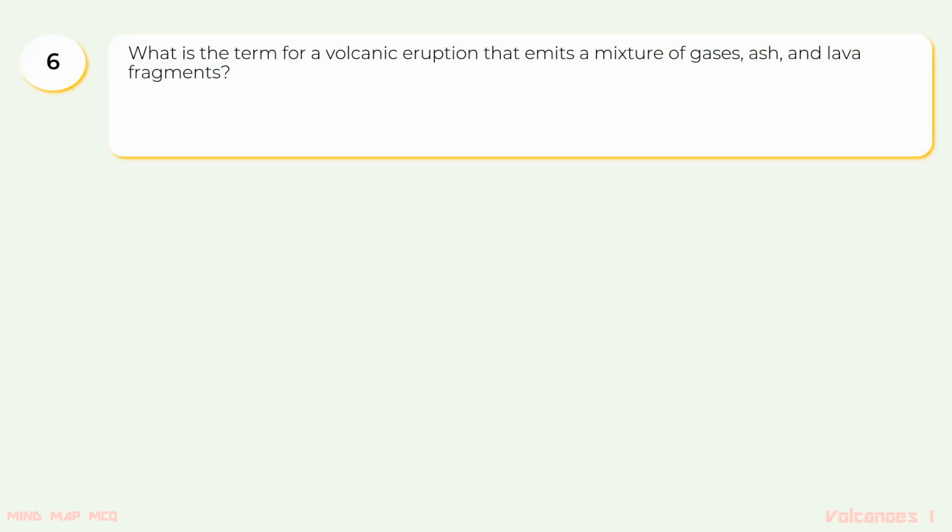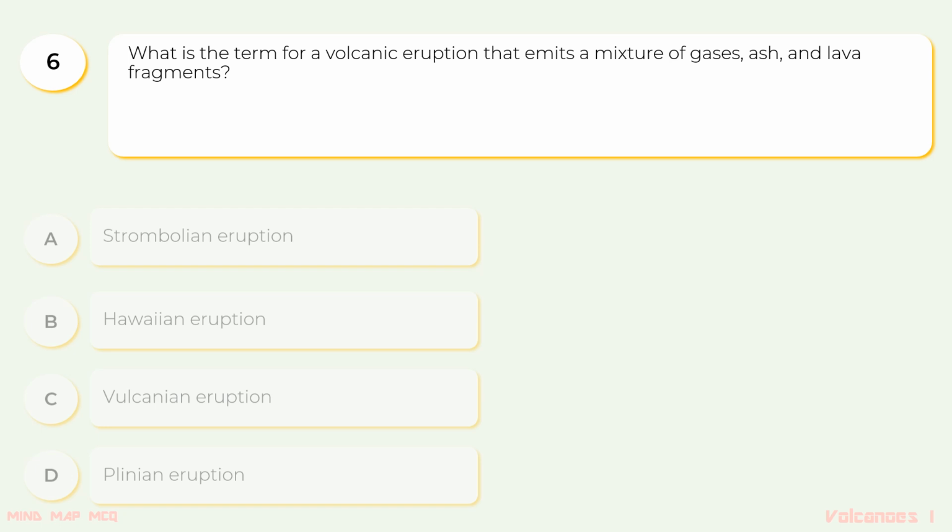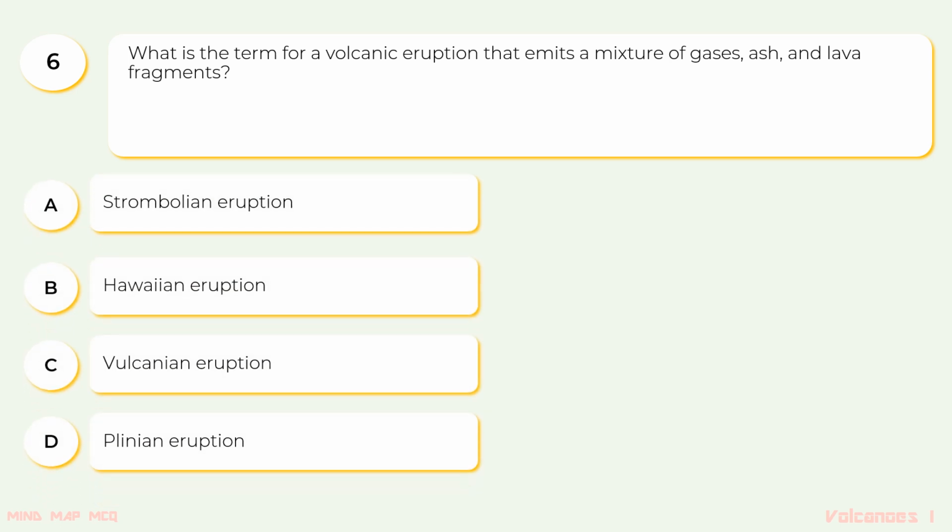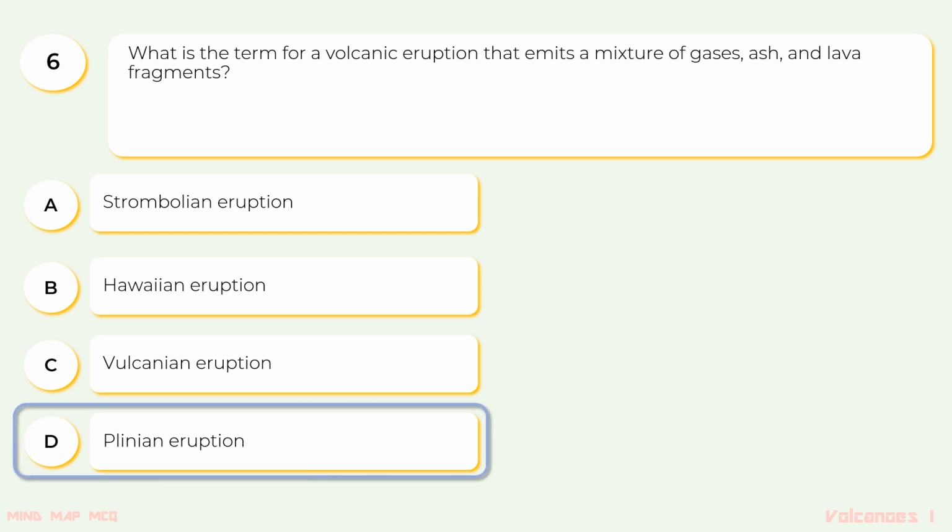6. What is the term for a volcanic eruption that emits a mixture of gases, ash and lava fragments? The options are A. Strombolian eruption, B. Hawaiian eruption, C. Vulcanian eruption, or D. Plinian eruption. The correct option is D.